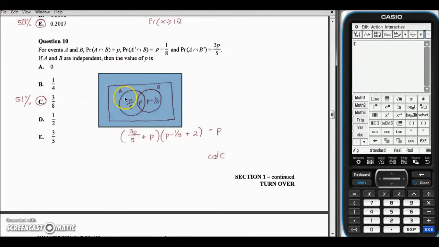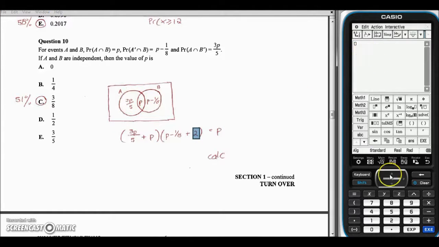Now we know if two events are independent, the probability of A multiplied by the probability of B is equal to the probability of A intersect B. So that means that 3P on 5 plus P, multiplied by P minus 1/8 plus P, is equal to P.